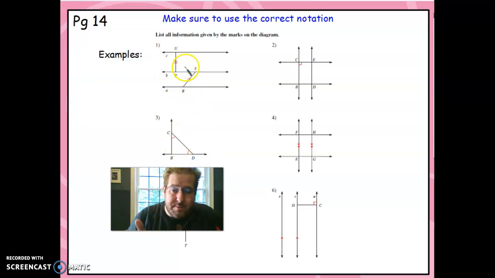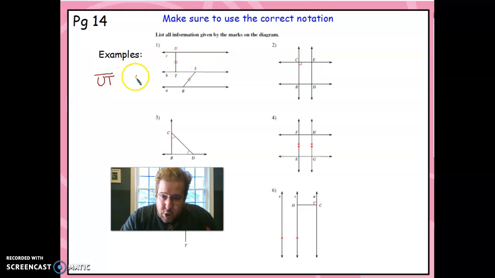So for number 1, we're given an illustration, and we're going to write the information that the diagram gives us, which is the opposite of what we did in the last video. So this is segment UT is congruent to, and we know that because of the 2 marks on both of these, segment SR. And that's it.